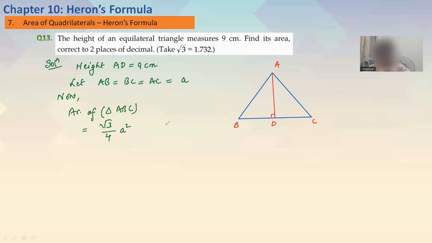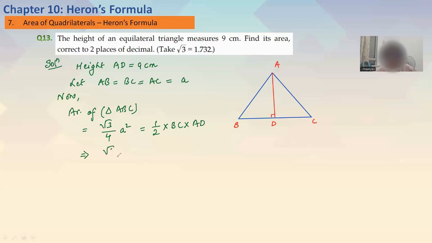So one of the formulas is this, and the second, the general formula for all triangles, is half into base into height. BC into AD. Very good. So what do you reckon? What are we going to do here?